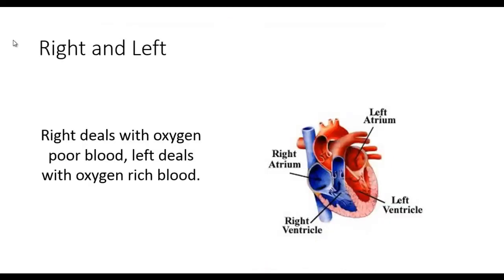So let's talk about this. Right and left. Right deals with oxygen poor, left deals with oxygen rich. So whenever you're thinking of this, the right chambers of the heart deal with oxygen-poor blood, or blood that needs to be reoxygenated. The left is going to deal with oxygen-rich blood, or blood that's already been replenished with oxygen. So right, poor oxygenated blood; left, rich oxygenated blood.